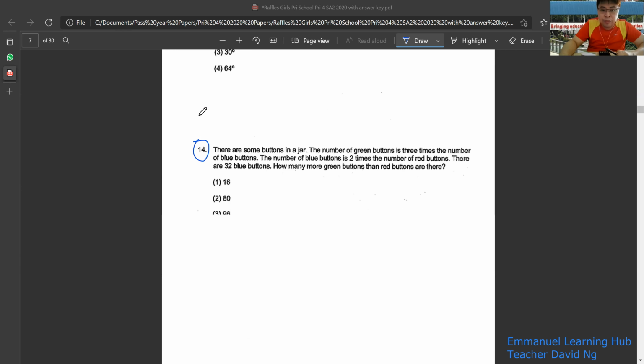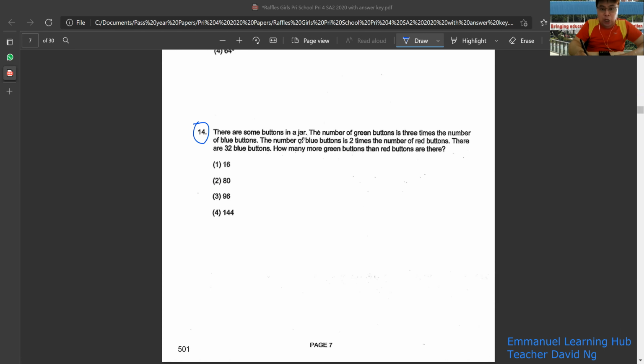Okay, 14. There are some buttons in a jar. The number of green buttons is 3 times the number of blue buttons. The number of blue buttons is 2 times the number of red buttons. There are 32 blue buttons. How many more green buttons than red buttons are there? So how many colors are there? Oh, colors. How many colors are there? 3, right? You have green, you have blue, you have red.